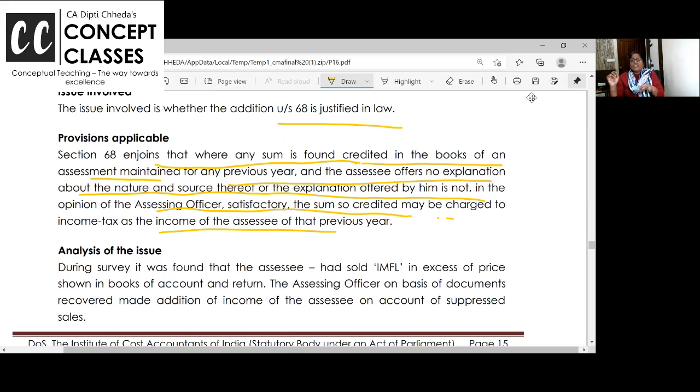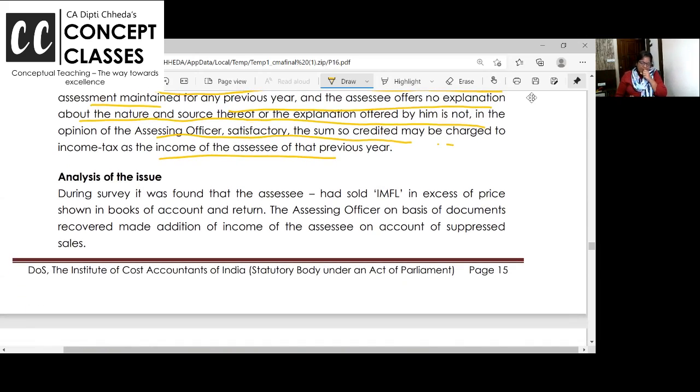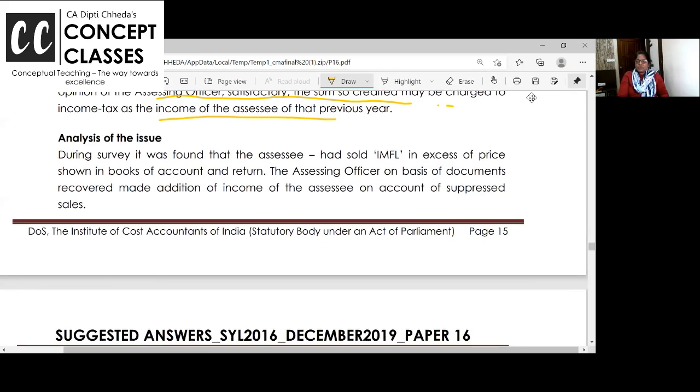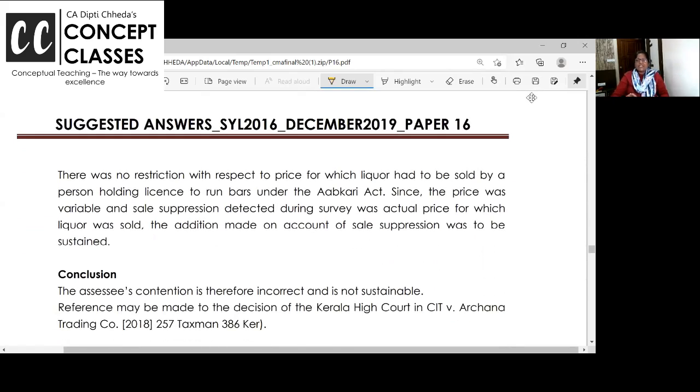Is this a loan or is this your own cash or how? If you are not able to prove, it will be taxable. Analysis of the issue: during survey, it was found the SSE in excess of prices shown in the books. AO, on the basis of documents recovered, made addition of income on account of suppressed sales.